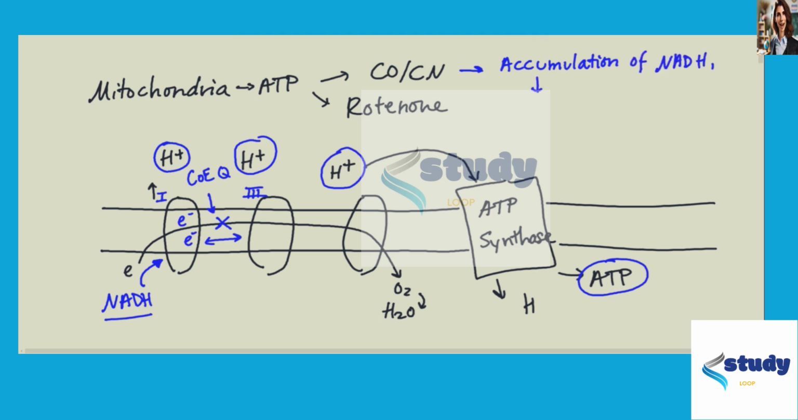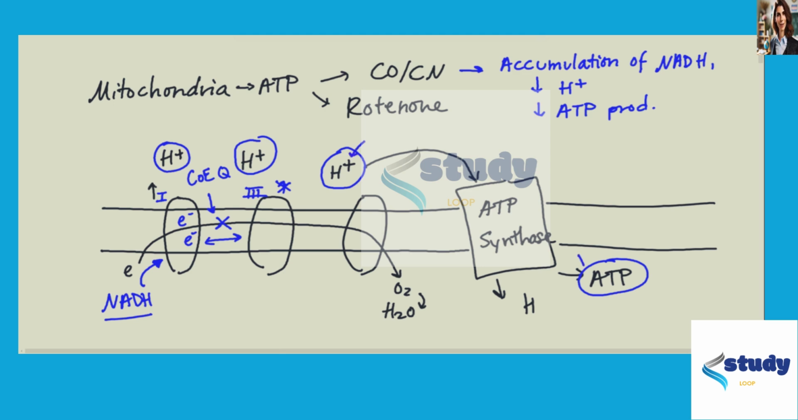You're going to have a decrease in the protons in the intermembranous space because you're no longer able to move that electron all the way through the system and pump protons out. And you're going to get an overall decrease in ATP production because you're not producing the proton gradient, which generates ATP.